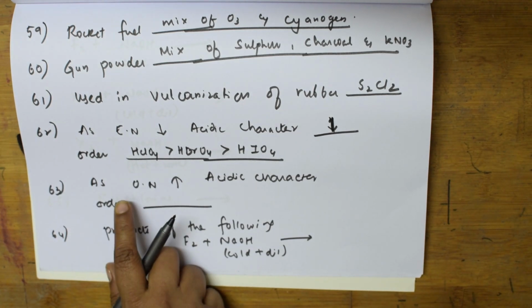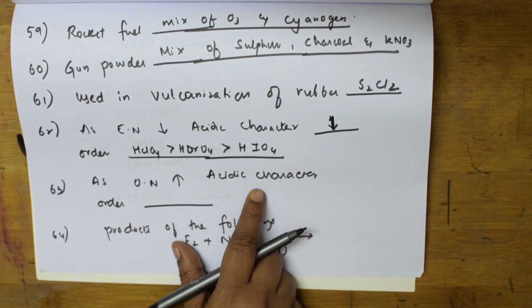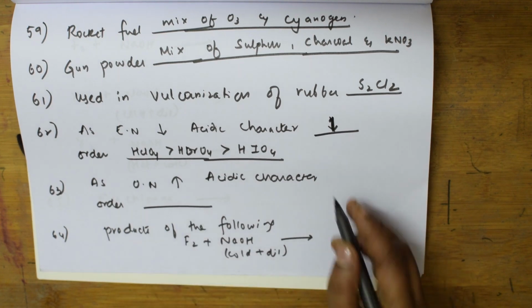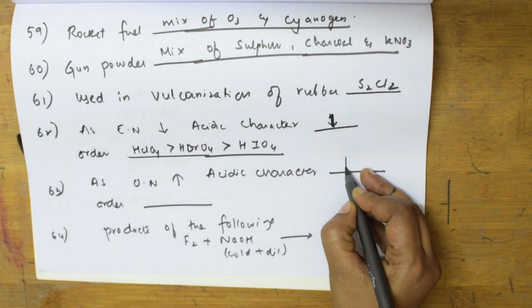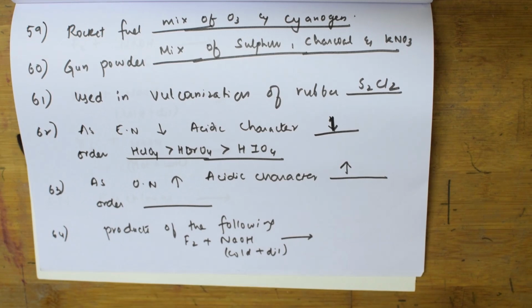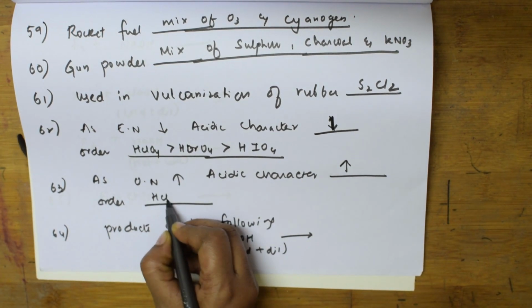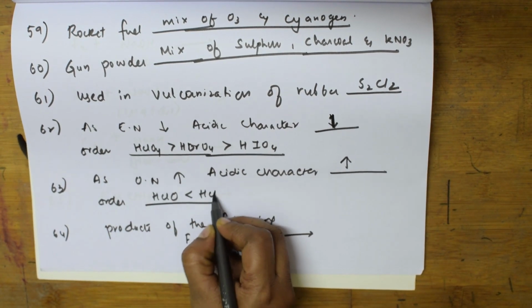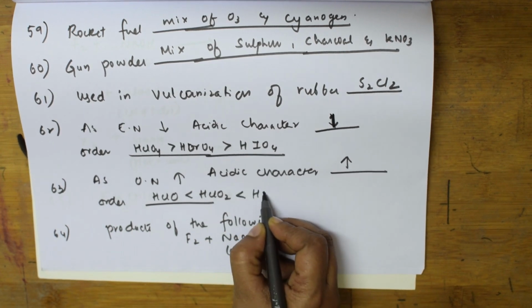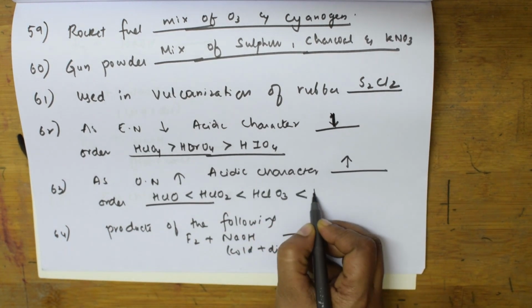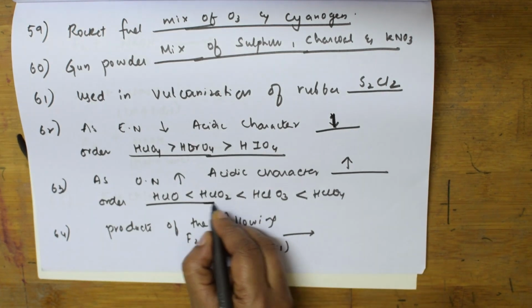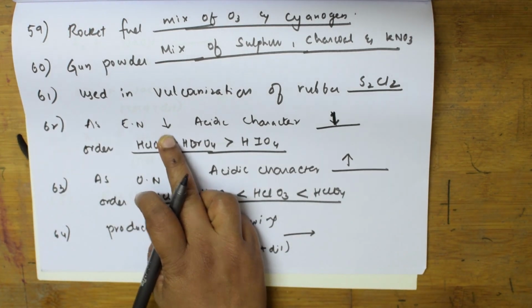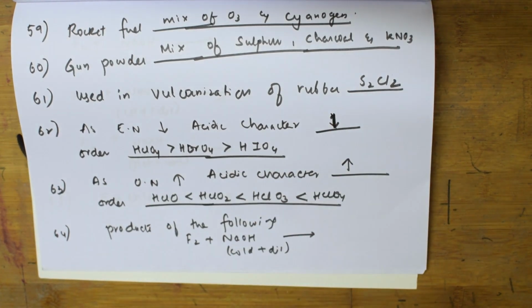Done. As the oxidation number increases, what will happen to the acidic character? Remember, as the oxidation number increases, acidic character increases. Both are directly related. What is the order? HClO less than HClO2 less than HClO3 less than HClO4. This is the order. So as electronegativity decreases, acidic character decreases. Oxidation number increases, acidic character increases. Remember that, right? Next, what are the products of the following?